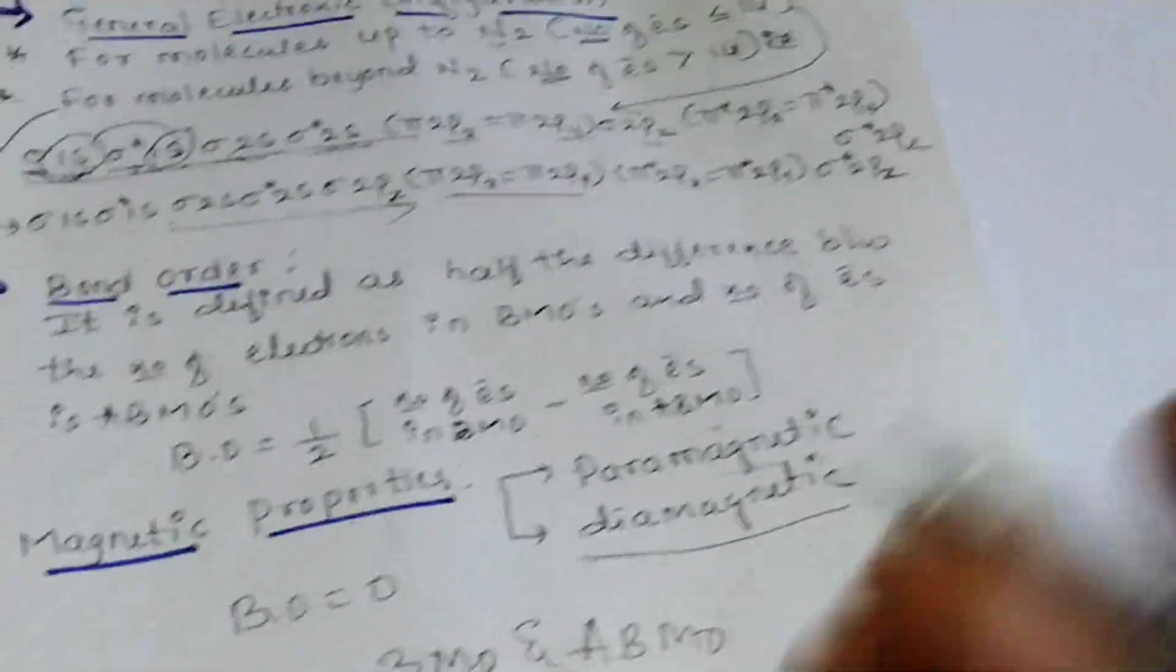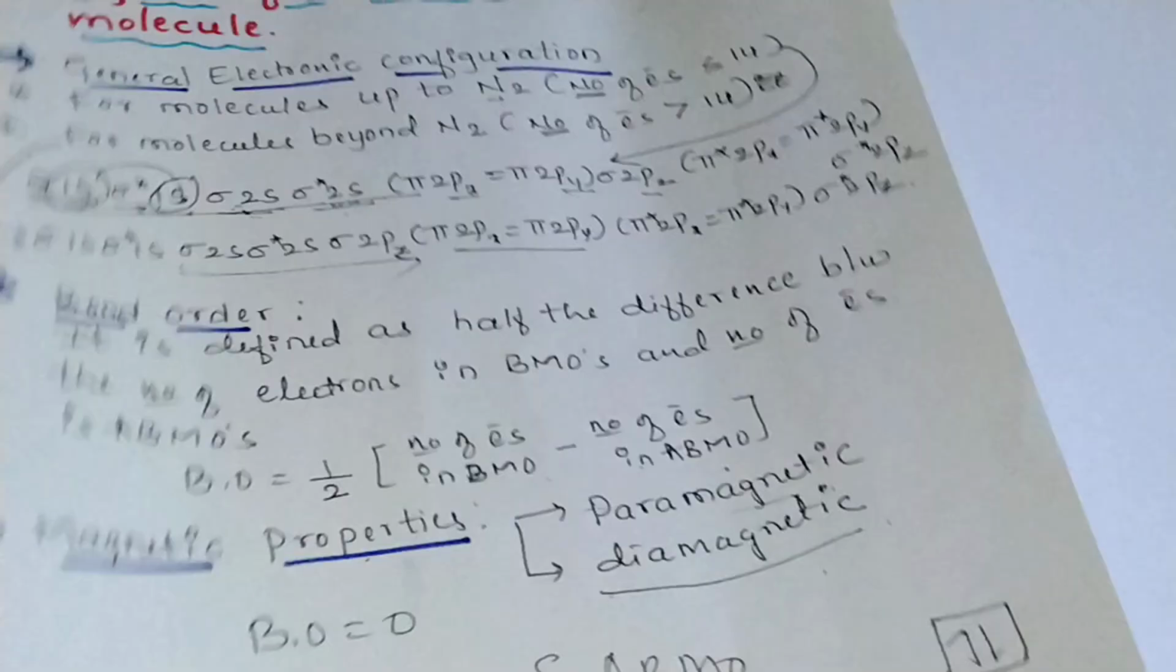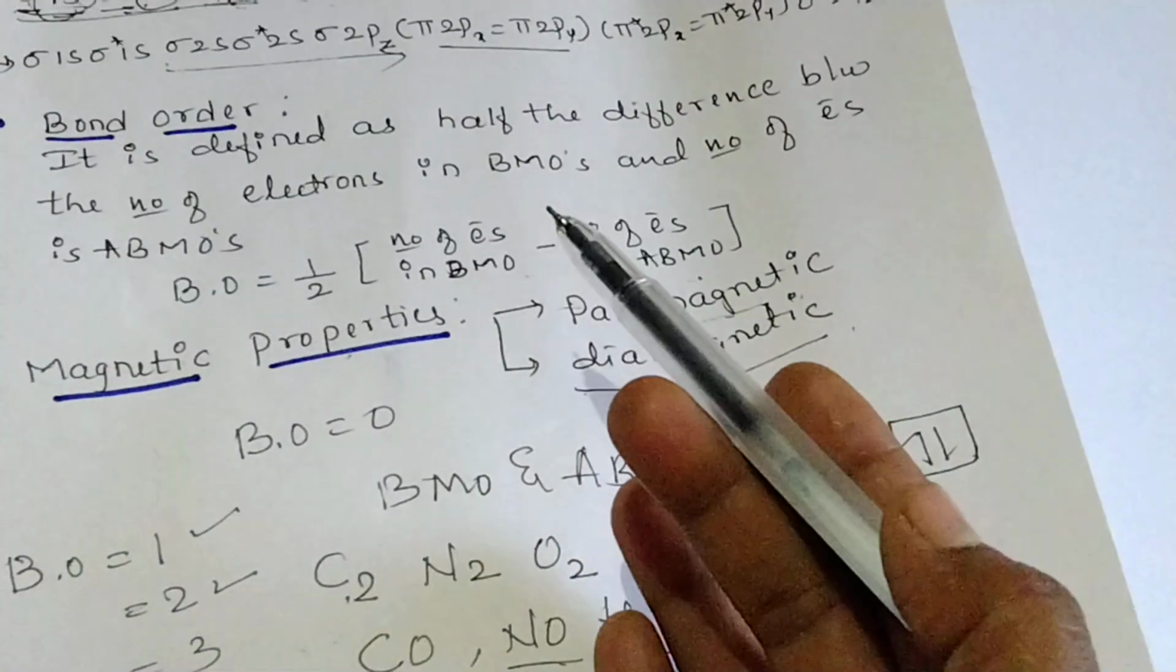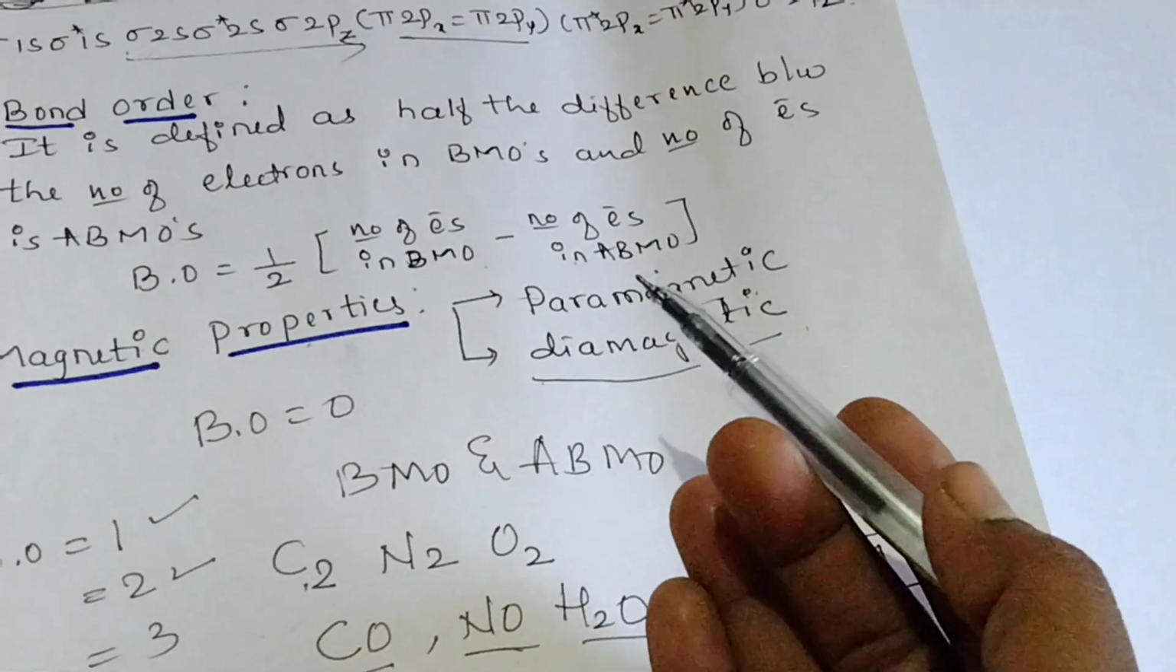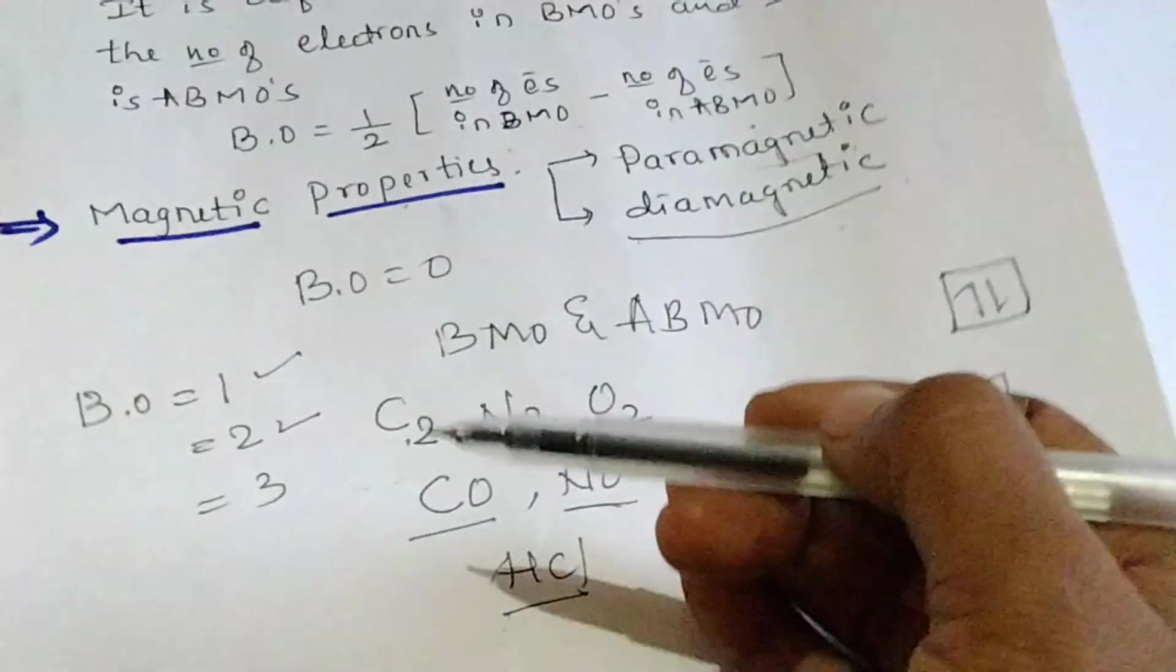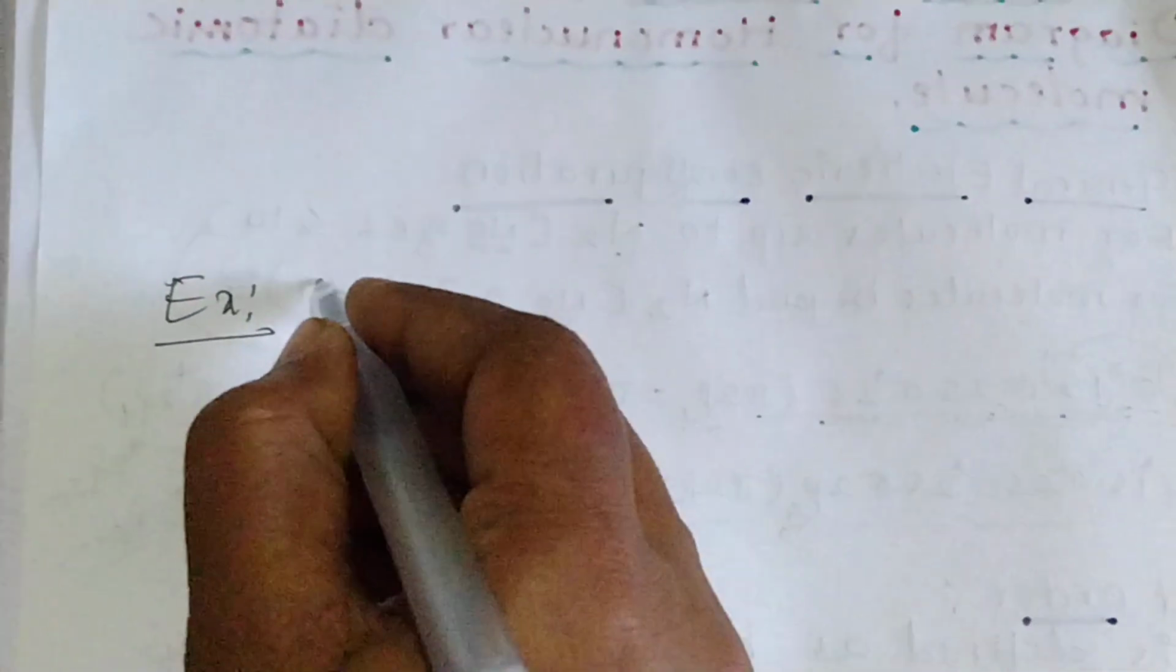So with the help of the molecular energy level diagram, we can come to know the number of bonds present in a molecule and the magnetic properties. Okay, let us consider some examples. So consider the hydrogen molecule. So we have to draw the molecular energy level diagram.